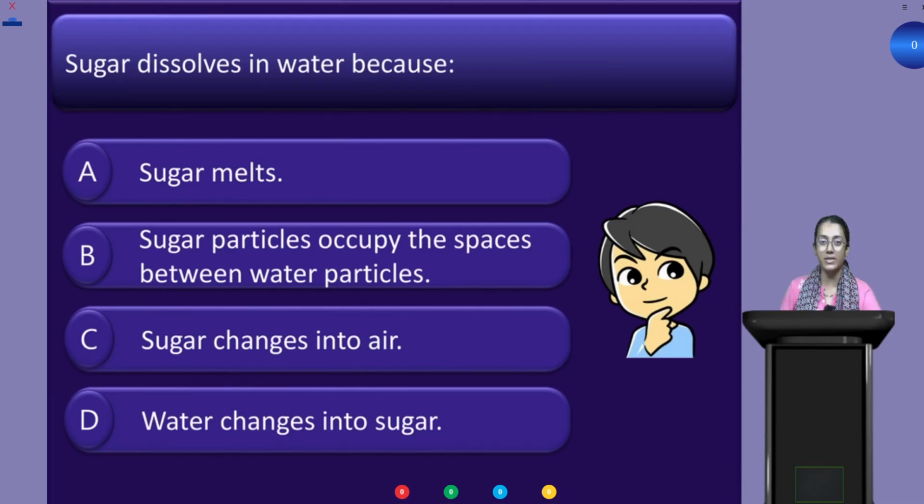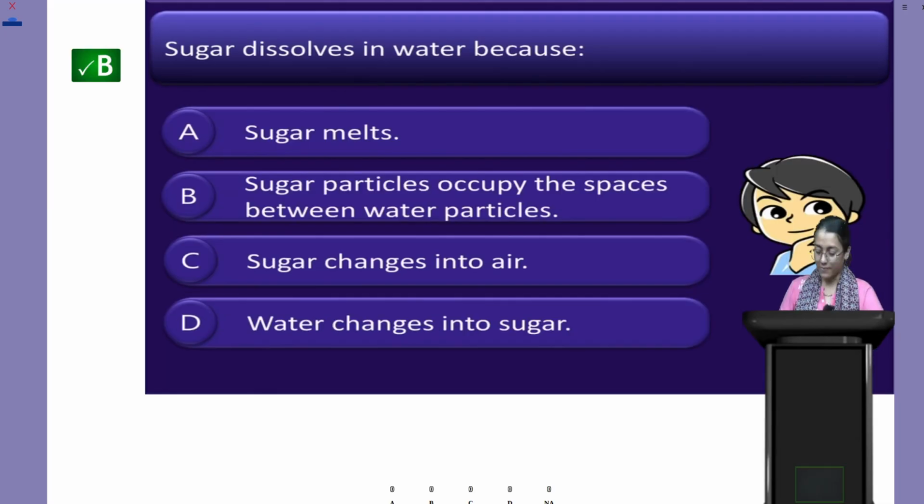And with that your time is up. Let's see. Wow, very good. So many of you have given the right answer. Our right answer is option B, sugar particles occupy the spaces between water particles, which we called interparticle spaces, isn't it?